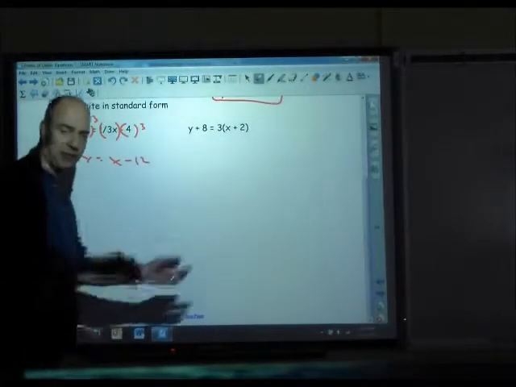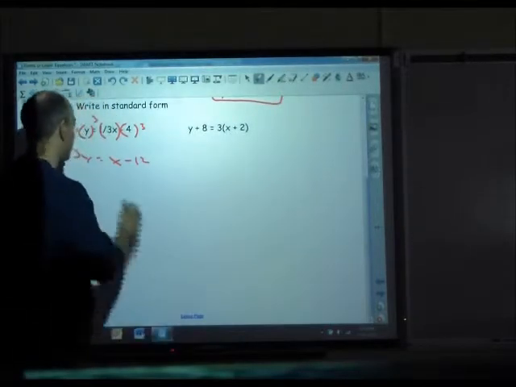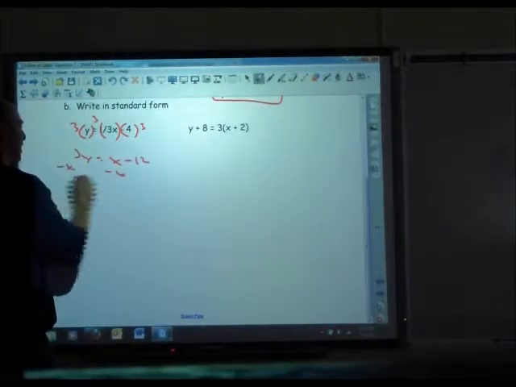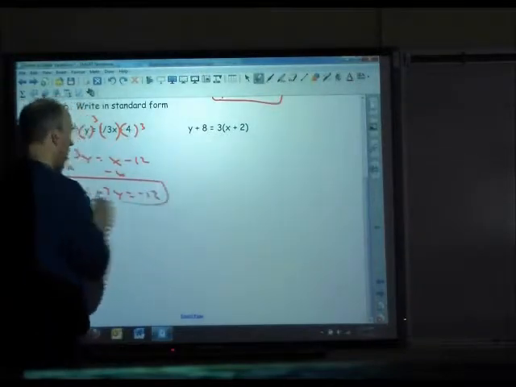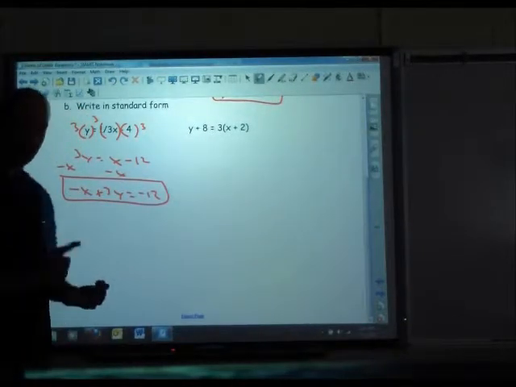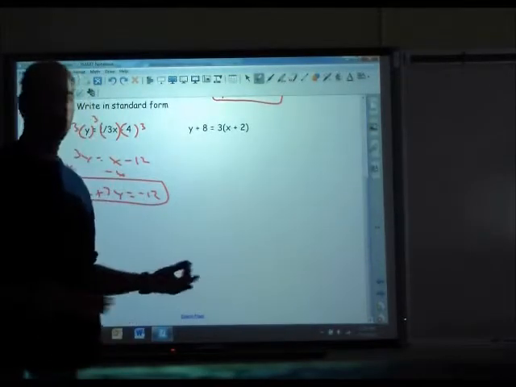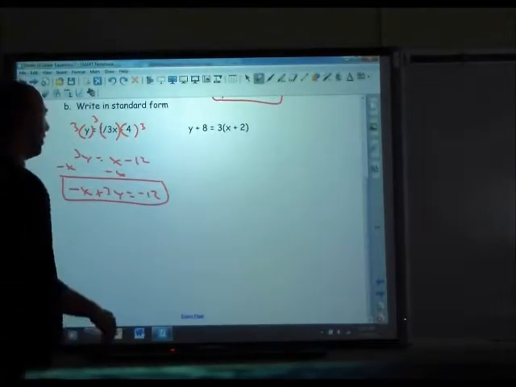And we just do some shuffling to get x and y on the same side. So minus the x, -x positive 3y equals -12. Be prepared to have standard form and slope-intercept form and work with them on the state test. You're going to have them.